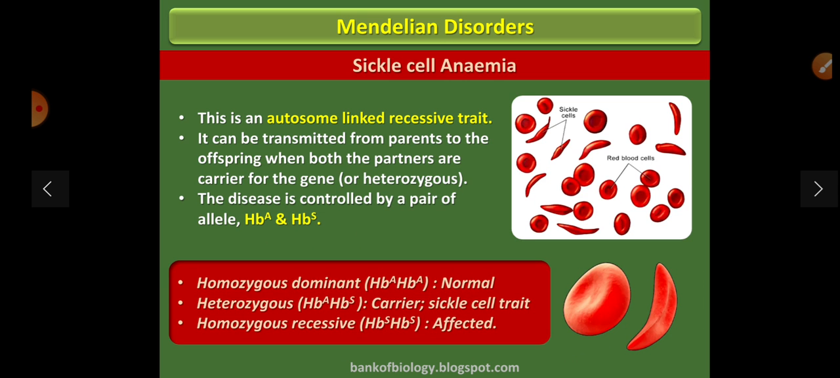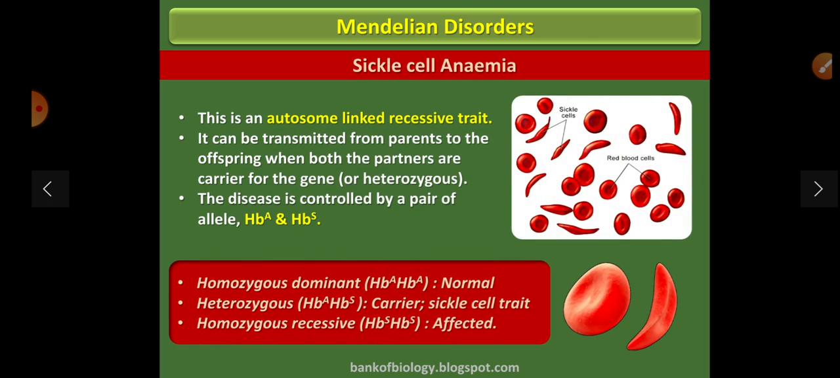Now, sickle cell anemia. This is an autosome-linked recessive trait. It can be transmitted from parent to offspring when both parents are carriers for the gene, or heterozygous. The disease is controlled by a pair of alleles, HBA and HBS. Homozygous dominant, HBA HBA, is normal. Heterozygous HBA HBS is a carrier with sickle cell trait, and the affected is homozygous recessive, HBS HBS.